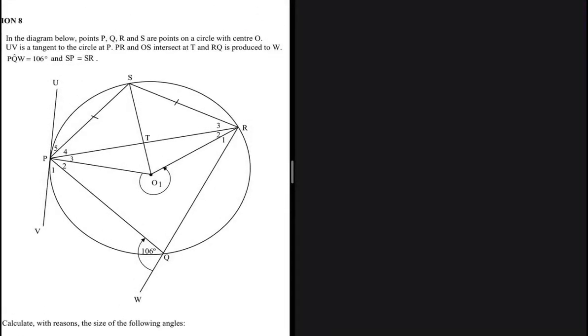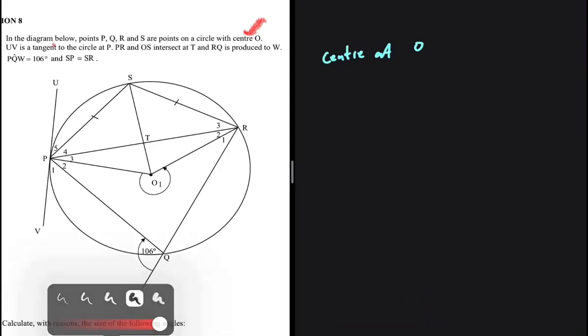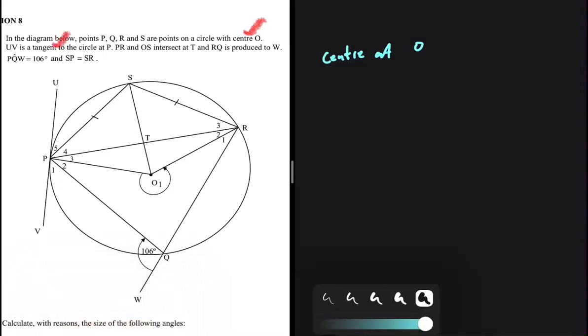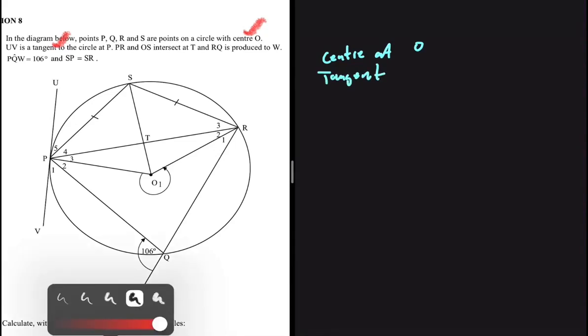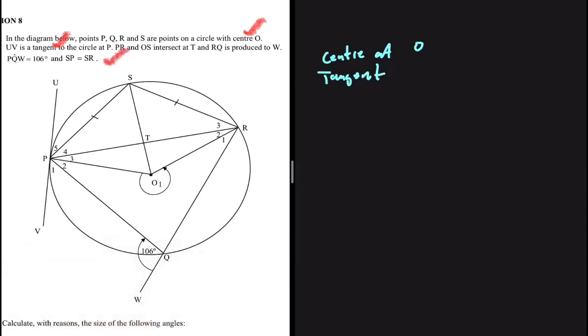From the question statement, we know that our circle is centered at O. So let's go ahead and write it down. We have a center at O. What else do we know? We know that UV is a tangent to the circle at P. So we have tangent as another keyword that you are interested in. We are also told that SP is equals to SR. So we have SP being equals to SR.